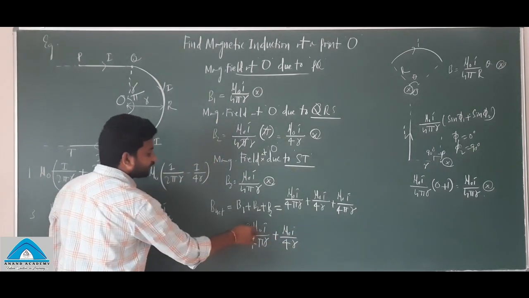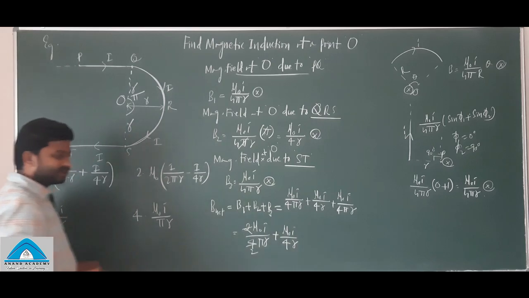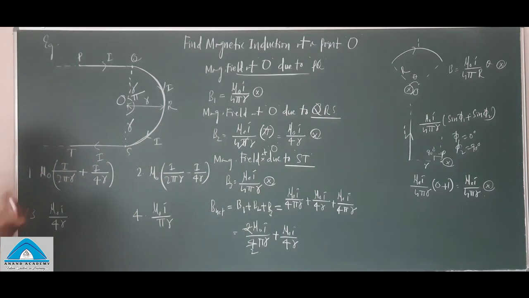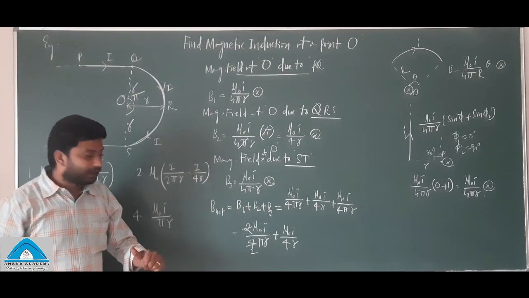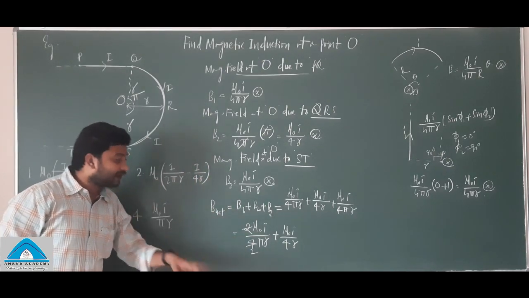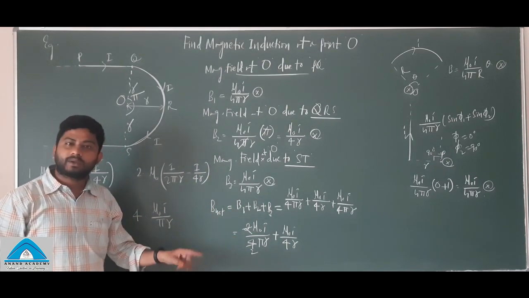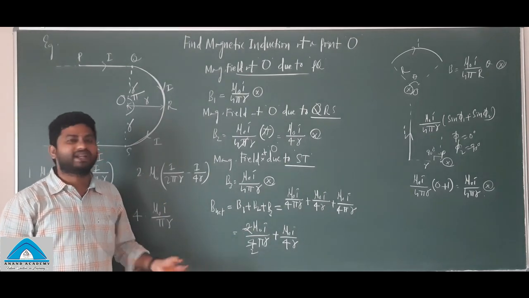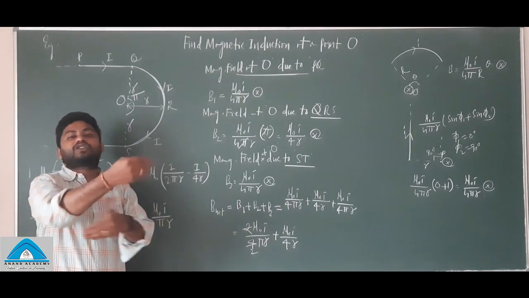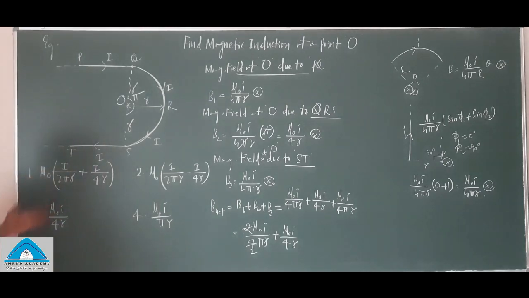So look at the options. See here, the twos are cancelled. Look at the options. In what form do we need it? Here you can take mu naught I common, or mu naught I by r common, or only I common, or only mu naught common. Anything you can do, but depending on the options you need to go. So look at the options here.